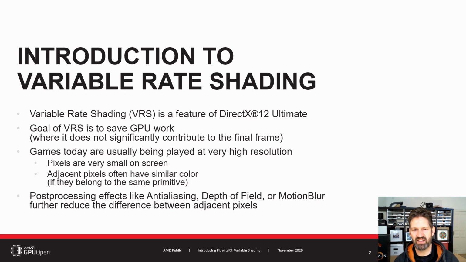Post-processing effects like anti-aliasing, depth of field or motion blur further reduce the color difference between adjacent pixels, and finally many games use FidelityFX CAS to restore sharpness lost in those post-processing steps. All of this means that we don't necessarily need to compute every single pixel to generate the full frame in good quality. For some pixels it might be enough to assume that they have a similar color to the pixels surrounding them. Actually, some games already take advantage of this by implementing dynamic resolution scaling, which is a great technique to achieve higher and more constant frame rates, but it can also cause noticeable artifacts, which we would like to avoid.